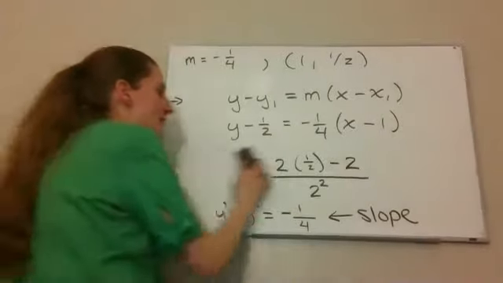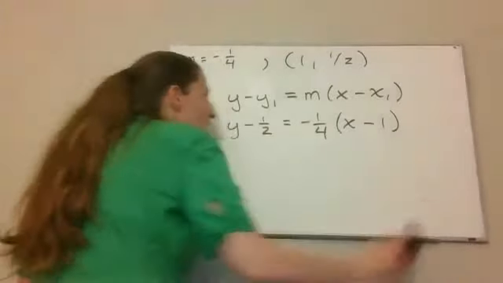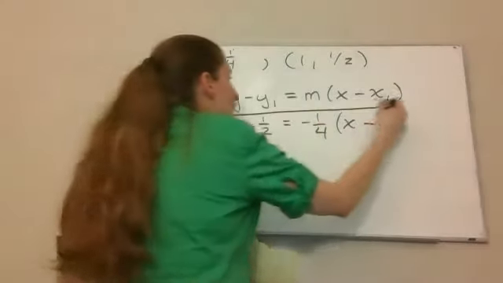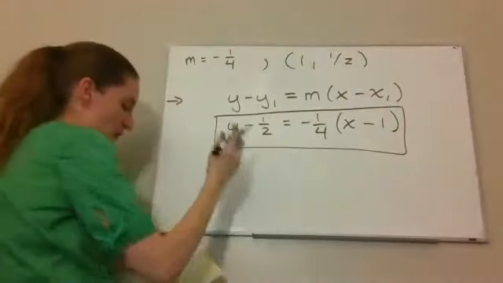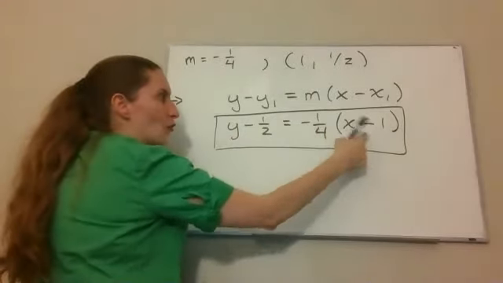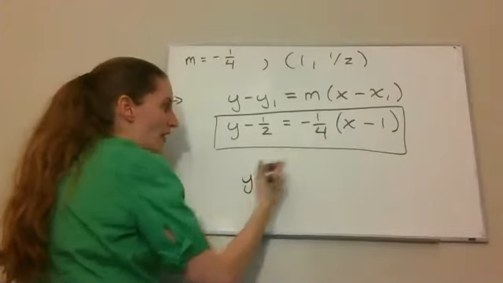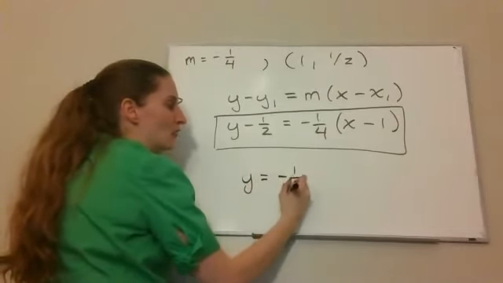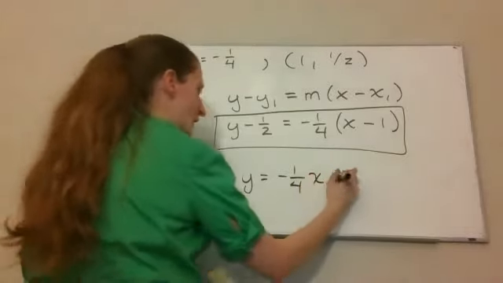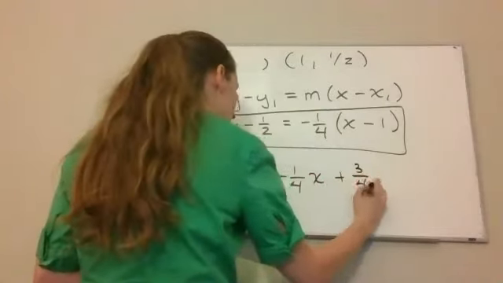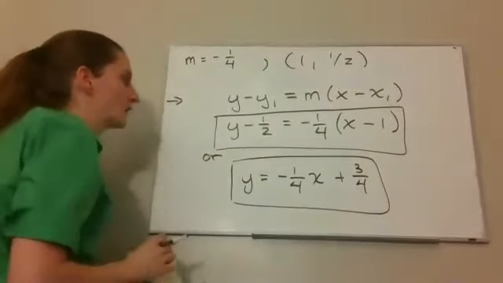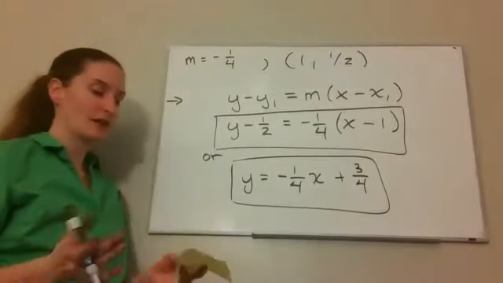And that right there is the equation of my tangent line. It just happens to be in point slope form. If you're asked to put it into slope-intercept form, you would distribute the negative 1/4 and add 1/2 to the other side, which would get you y equals negative 1/4 x plus 3/4. Either of those answers is acceptable. They're both the same exact line.